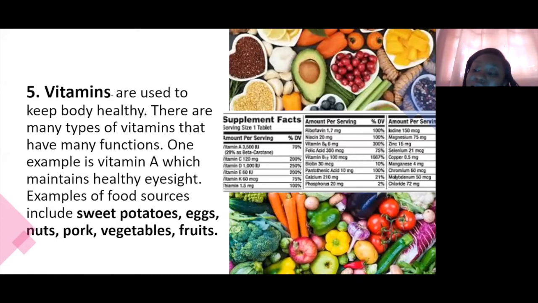Even if it's the little chewy vitamins. I like the chewy vitamins. Big kids, okay?